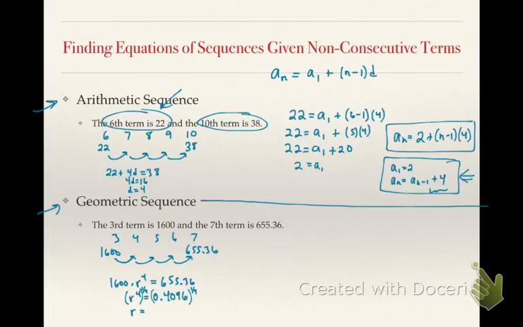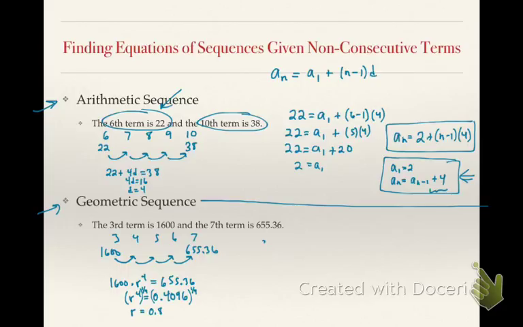So if I raise 0.4096 to the 1/4 power, now be careful when you type this in with your parentheses, make sure you have parentheses 1/4 as the power. I get 0.8 is my common ratio. Now I know the common ratio, I just need to find my first term. I'm going to use the third term as 1600, but you could use the seventh term if you choose. So the third term is 1600.